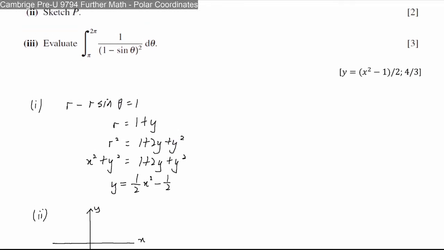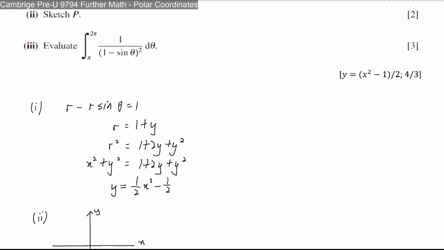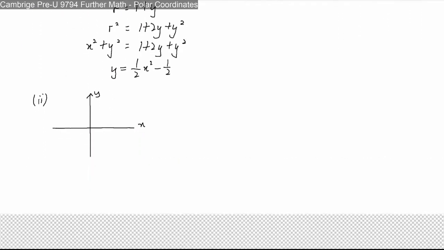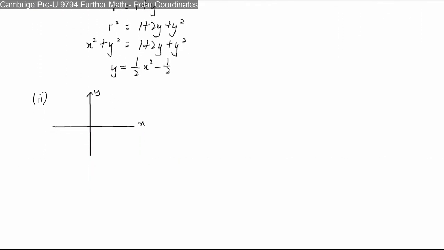Okay, so part 2, to sketch the P in this case. We already know this curve is a quadratic curve, and it is so easy for us to sketch this curve. Half x squared minus half is not something difficult to sketch. So this is basically what we have for the curve. This is our negative half. And if you want to find the x-intercept, the x-intercepts will be 1 and negative 1, very easily.